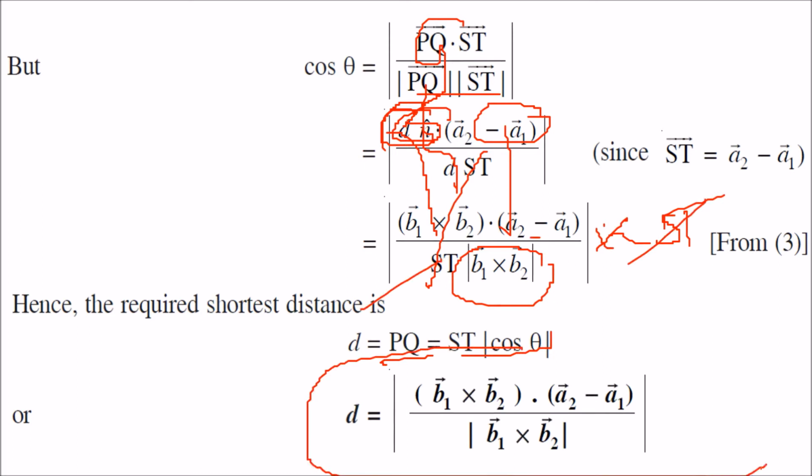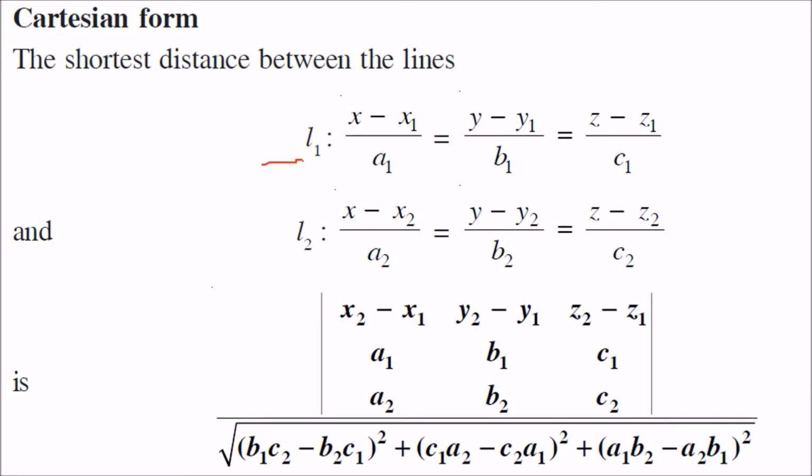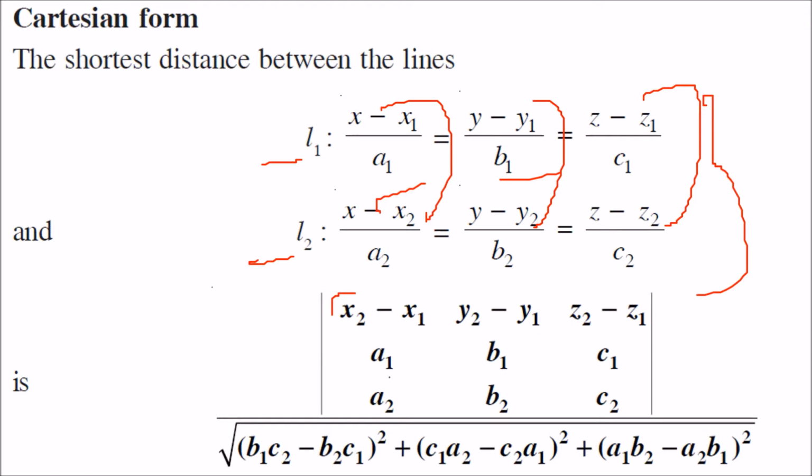So this is the D, B1 cross B2 dot A2 minus A1 by B1 cross B2 magnitude. So in the Cartesian form, if L1 and L2 are line equations of this form, the shortest distance will be the determinant of the matrix with rows x2 minus x1, y2 minus y1, z2 minus z1, then a1 b1 c1, a2 b2 c2, divided by the square root of the sum of squares, where if you take a1, this will be b1 c2 minus b2 c1 whole square, and similarly for the others also.